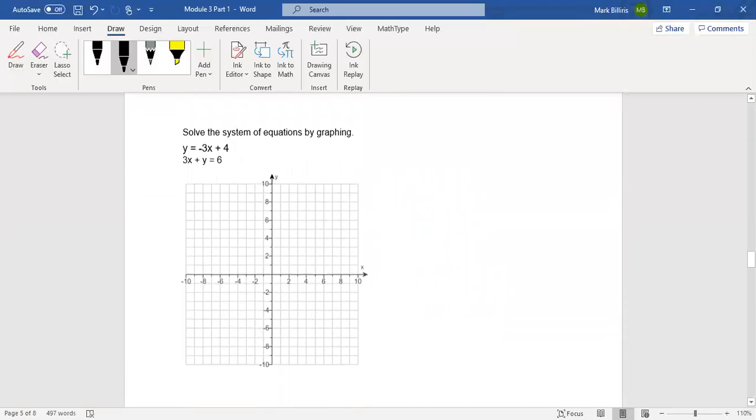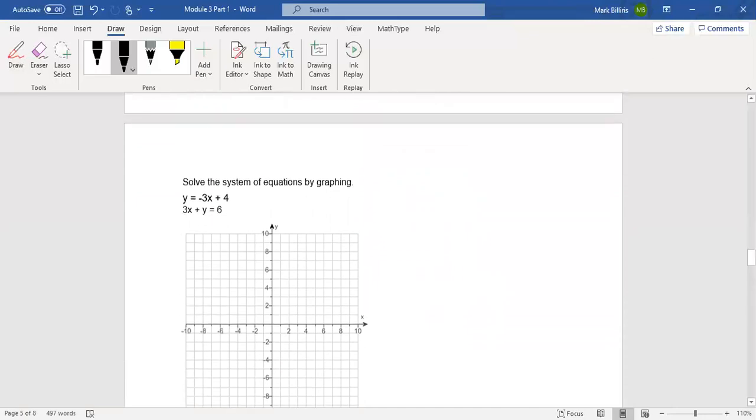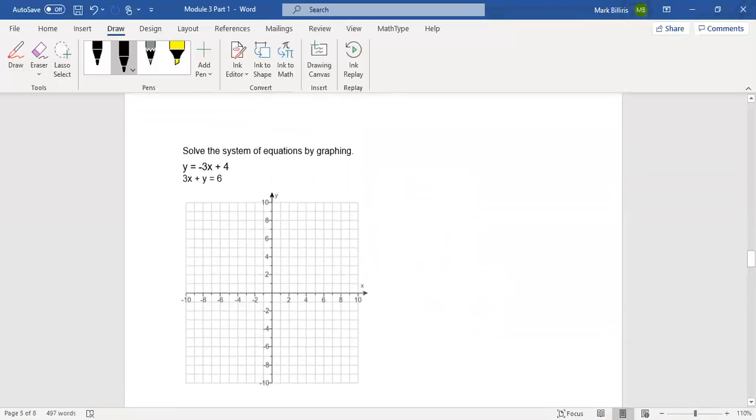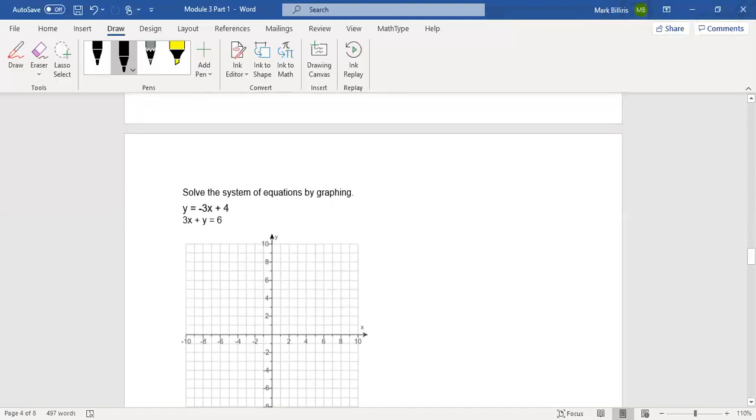Our last example, we have y equals -3x plus 4 and 3x plus y equals 6. So I need to put them both in slope-intercept form. Since the first one's already in slope-intercept form, I'm going to graph that. So I put a point at +4. My slope is -3/1. So from here, I go down 3 and to the right 1. And I connect the points.